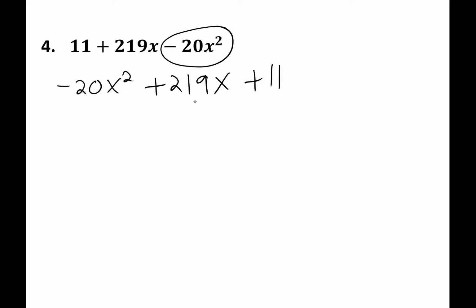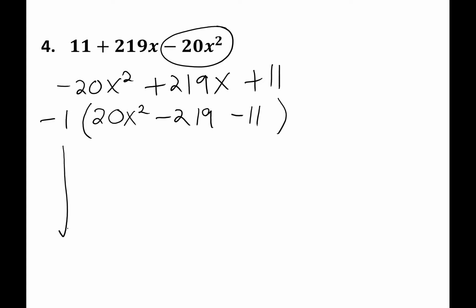There's no GCF except there kind of is because our leading term is negative. So what we're going to do first is factor out a -1. Anytime your leading term is negative, factor out a negative. Trust me, it's going to be easier to finish this problem if we factor out the -1. So let's just divide everything by -1. This is now positive 20x squared minus 219x and then minus 11. So we'll bring down that negative. That -1 will be on the outside of our problem. Then we'll work on what's on the inside.